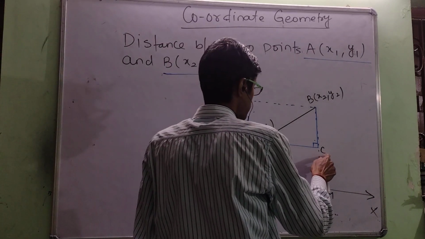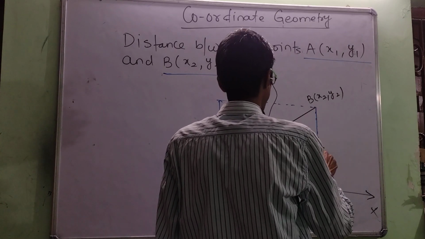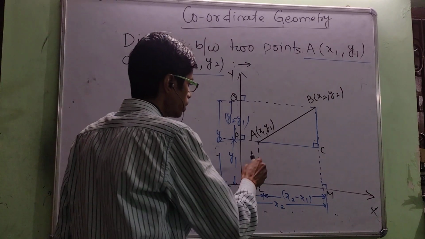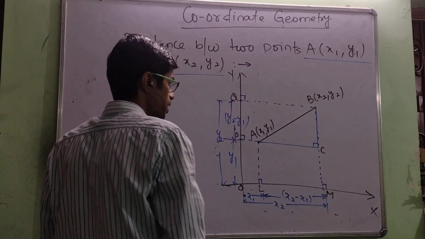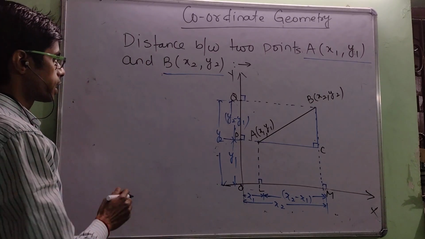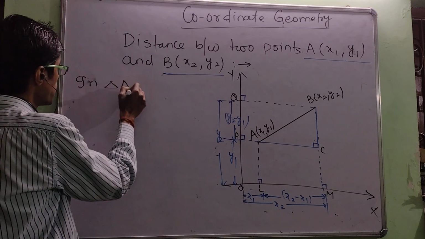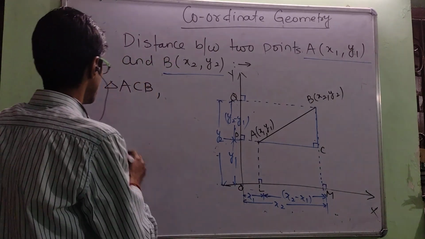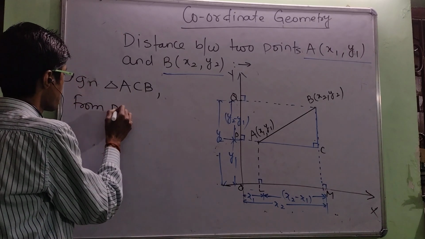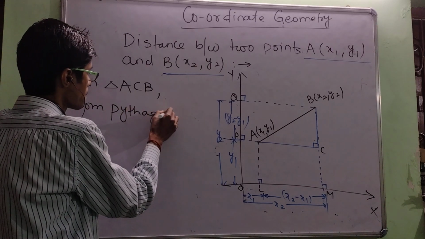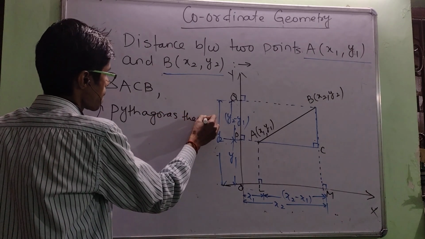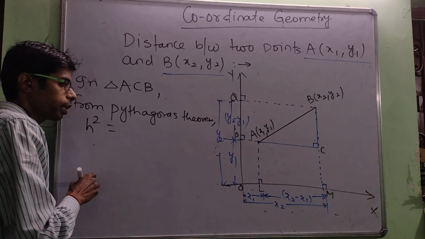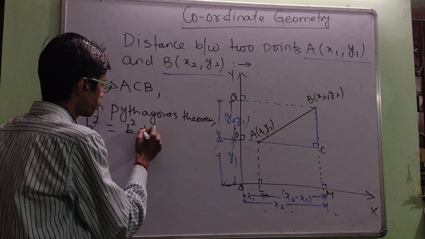Now we have taken a point C such that AC will be perpendicular to BC. Then a triangle will be formed, triangle ACB. Which type of triangle is ACB? Right angle triangle. So in triangle ACB, we will apply the Pythagoras theorem. So from the Pythagoras theorem, that tells that hypotenuse square will be equal to base square plus perpendicular square.